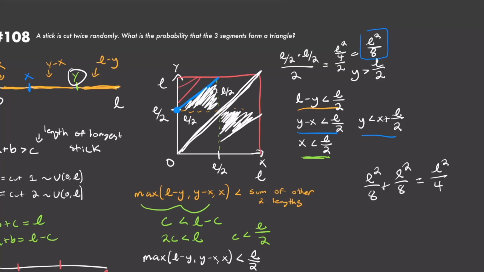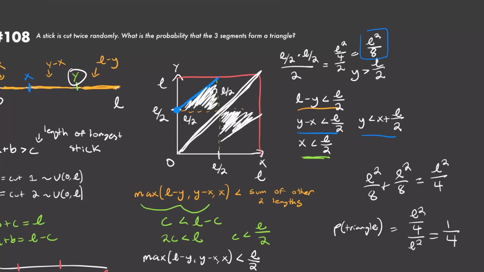Now the total mass of this square right here is just L squared in this situation, right? So the probability of us getting a triangle, our final probability, is just going to be this right here, the mass where we have a triangle divided by the total mass. So L squared divided by 4 divided by L squared, which is just going to be equal to 1/4.